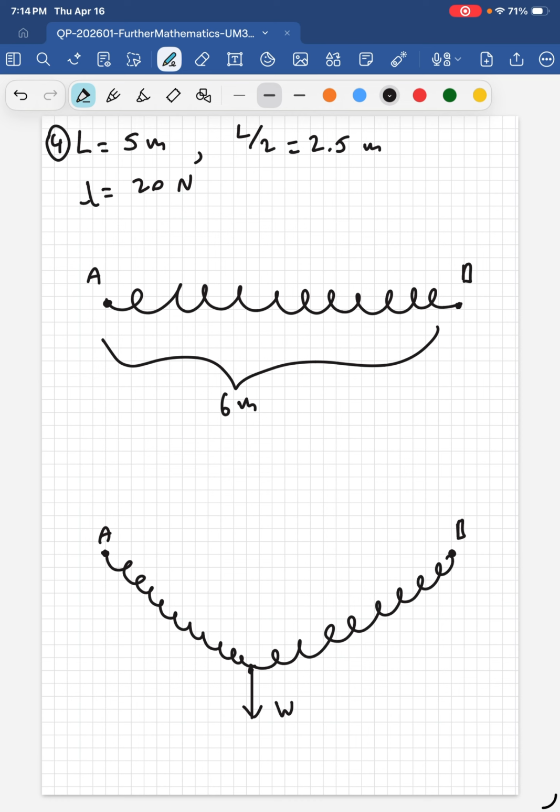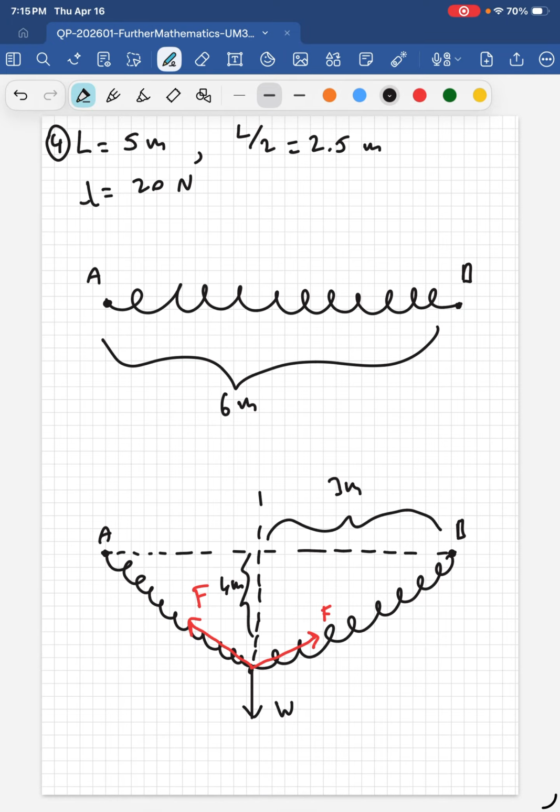The mass is in equilibrium because there is a force F from the right side of the string, and an equal force F from the left side of the string. Anyway, let's connect these lines A and B. We are told that this distance is 4 meters. And this distance is 3 meters, right?